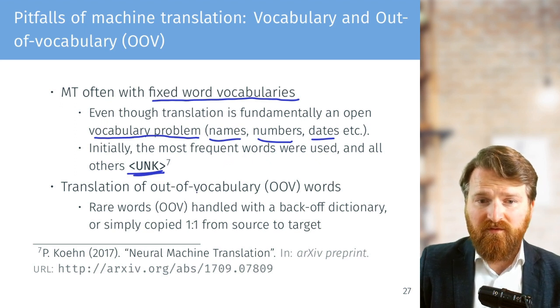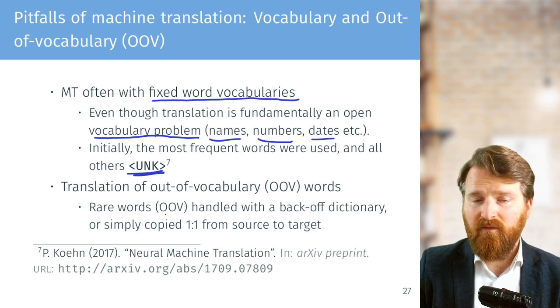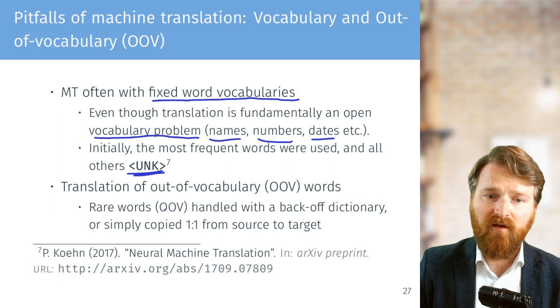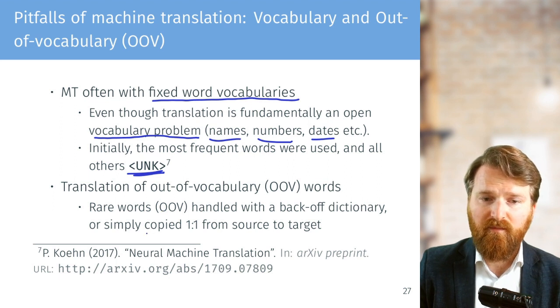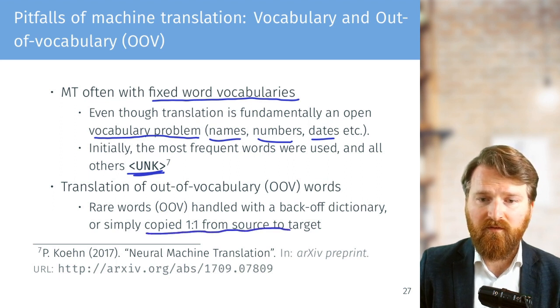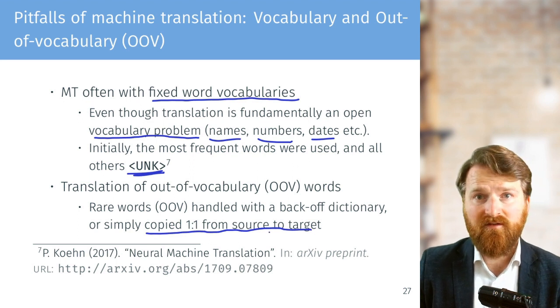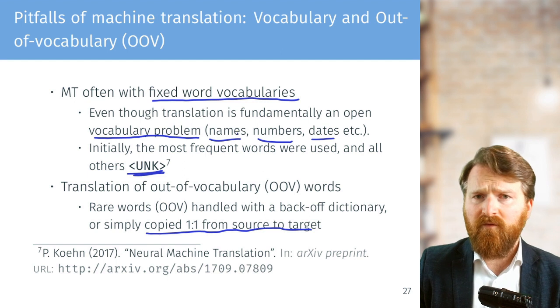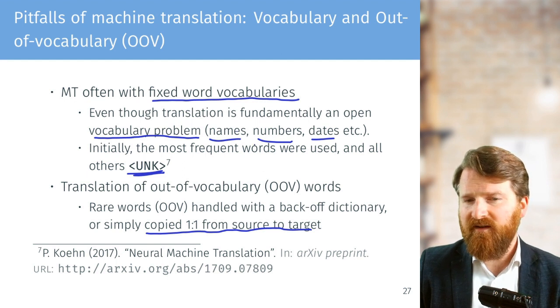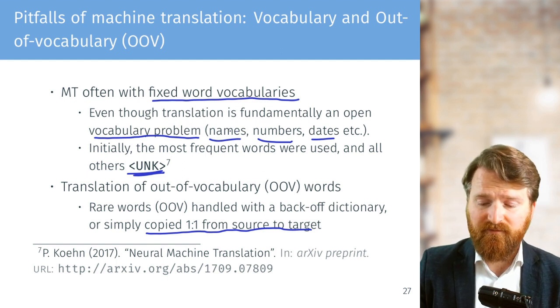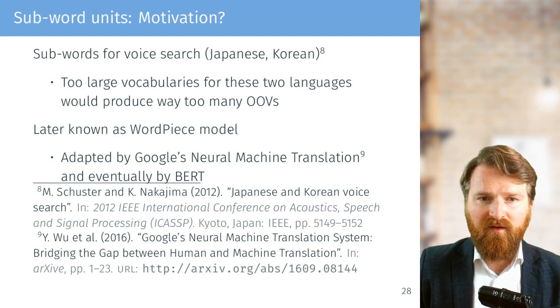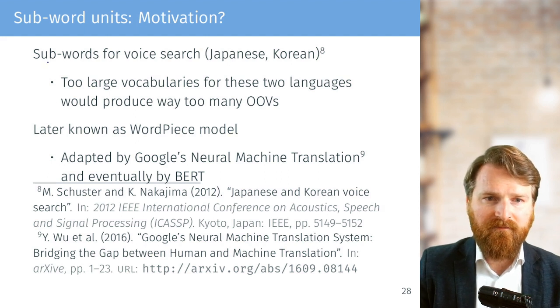Typically, one approach used to be, if you encounter a word which is not in your vocabulary in machine translation, you just copy one-to-one from source to target. You just take the word which is in the source, you cannot translate it, so you just copy paste it. It could work for names and numbers, but it doesn't give you very precise translation. So this is what motivated subword units.